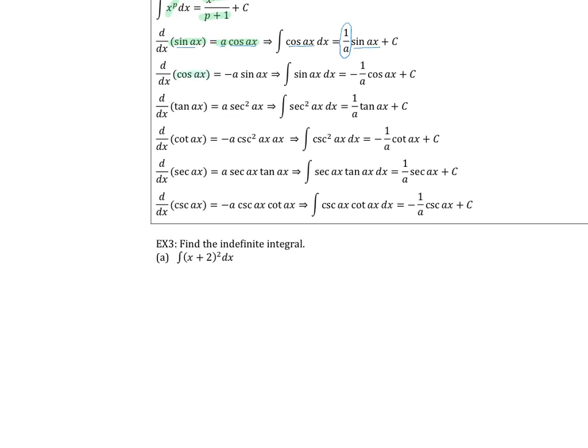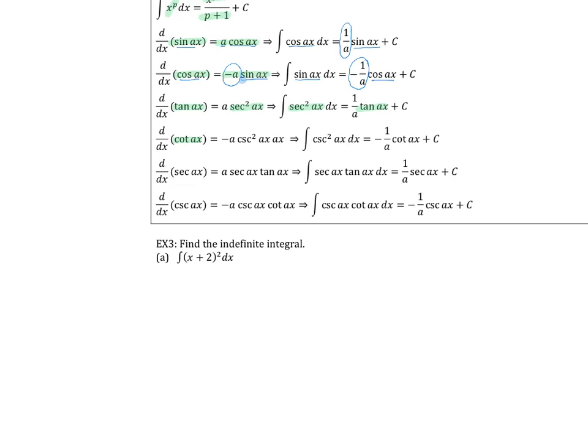The derivative of cosine of ax turns out to be negative a sine of ax. So if I wanted to find the integral of sine of ax, instead of multiplying by this negative a, I would divide by negative a. Okay? And it becomes cosine. So the general form is that if the derivative of tangent is secant squared, then the integral of secant squared is tangent. And always the a turns into 1 over a.